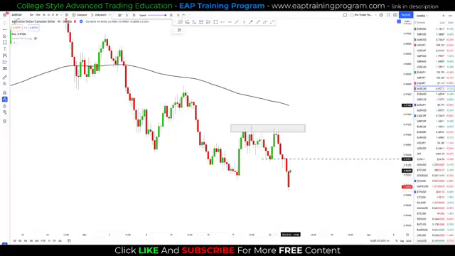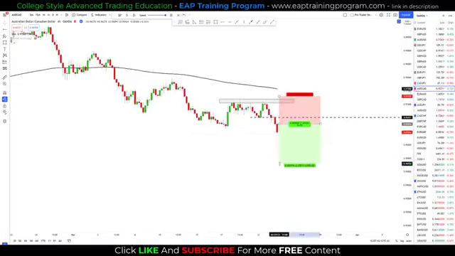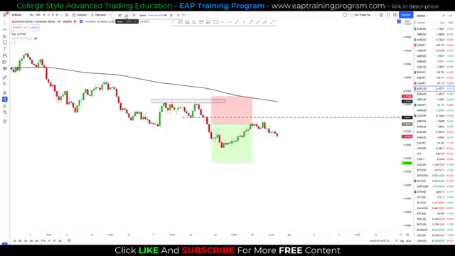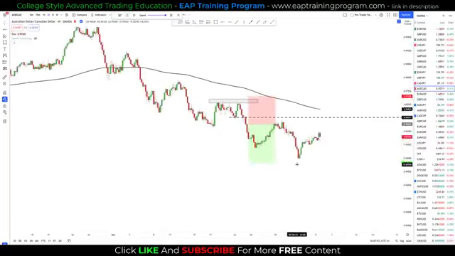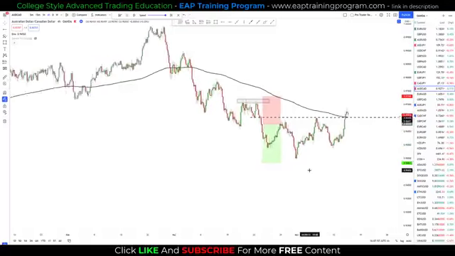We have an entry right here, stop loss above the double top. We then have a 1.4 to 1 reward to risk ratio. And if I hit play, you will see that this trade eventually comes down. This is how trading goes sometimes, guys. So I'm going to let this run.